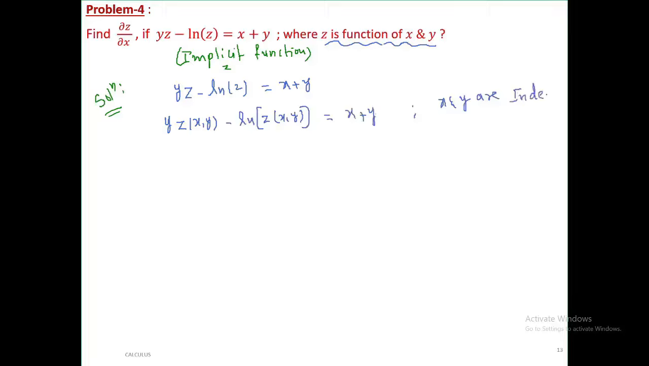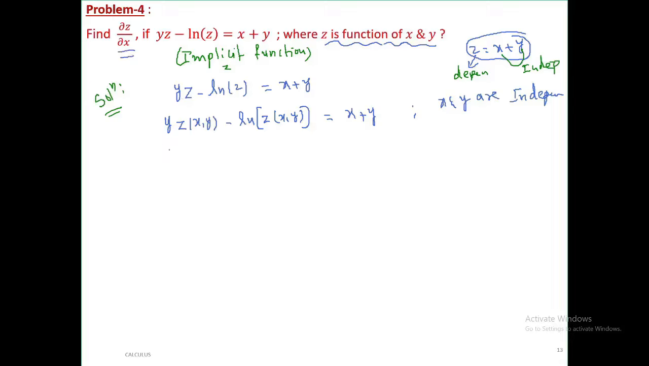Like z is equal to x plus y, for example, look at this function. X and y are independent variables. Z is dependent. If you know the x and y values, then only you can calculate the z value. That's why z is dependent, this z is depending on x and y. That's why it is the dependent variable, and these two are independent variables. In the same fashion here also, x and y are independent variables and z is the dependent variable. But what I want now actually is dou z by dou x.